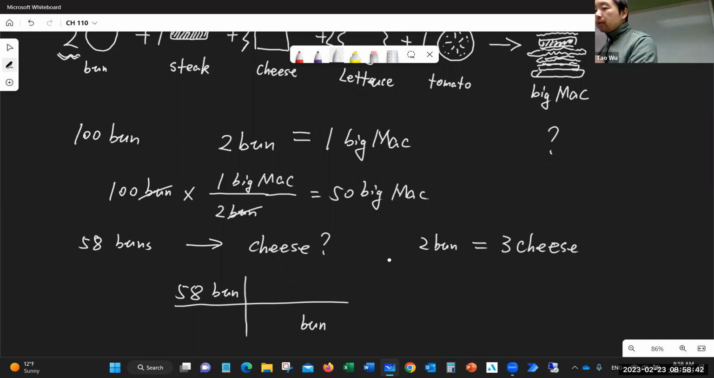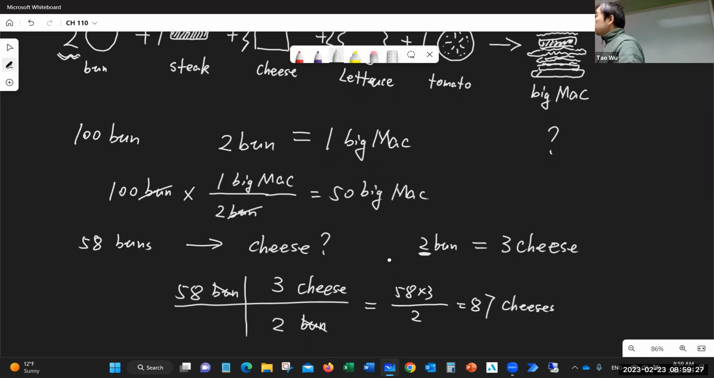That really depends on where you set it up, because we want to cancel the bomb and get the cheese. In front of bomb is 2, so you put 2 down here. In front of cheese is 3, so you put 3 up there. That's why you need to divide by 2 and multiply by 3. So bomb canceled. The equation is 58 multiplied by 3 and divided by 2. So this is 29 times 3, which is 87. And this is 87 cheeses.